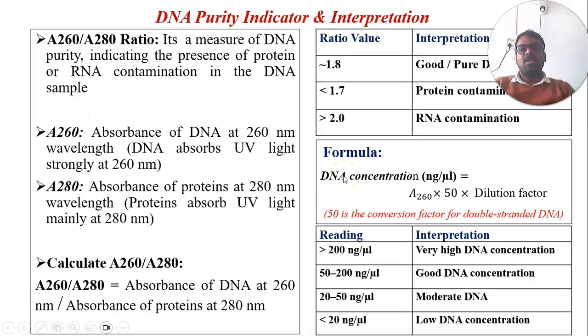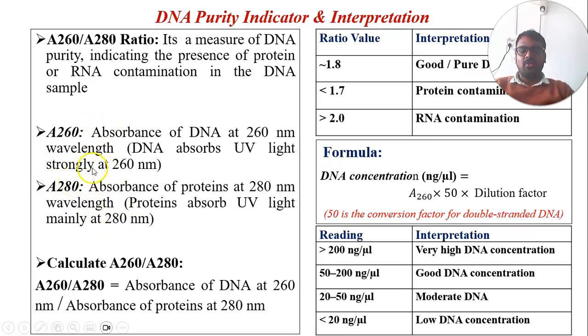Let's see how the nanodrop or spectrophotometer indicates the quantity or quality of the DNA. It is mainly based on the A260/280 ratio. The ratio is calculated by this instrument to measure DNA purity, that is, whether there is protein or RNA contamination. The A260 is the absorbance of the DNA at 260 nanometer wavelength. For example, if proteins and other things are there, then the absorbance at 280 will be very high.